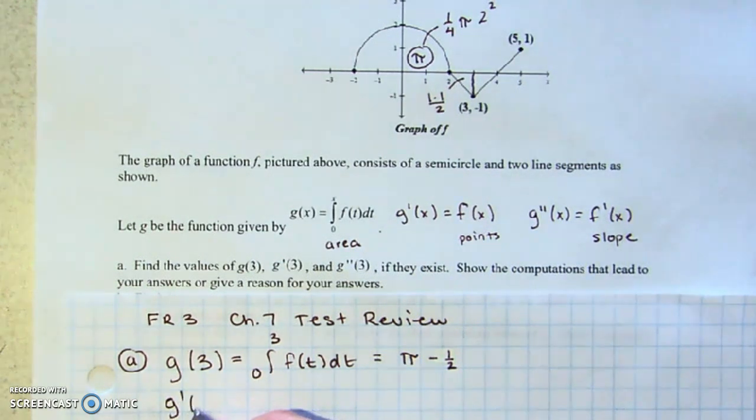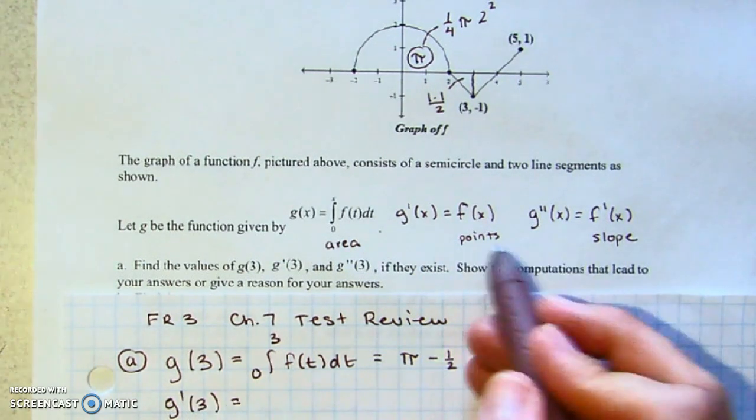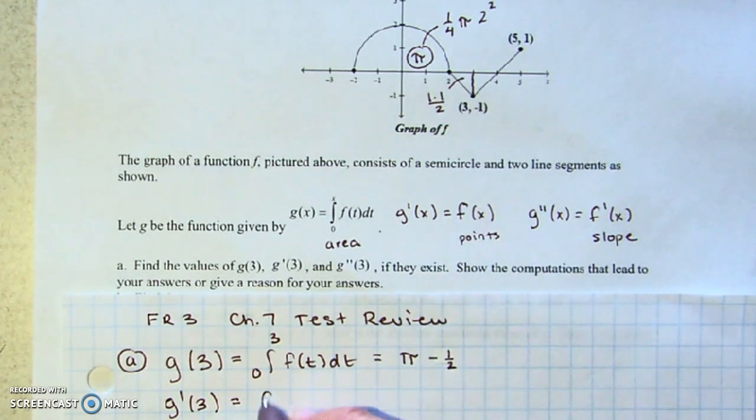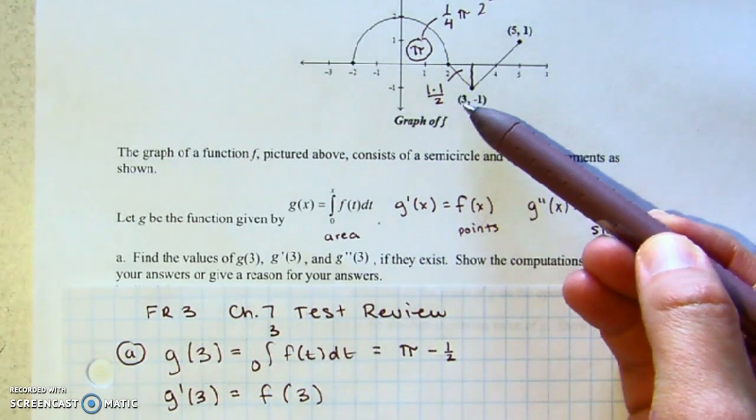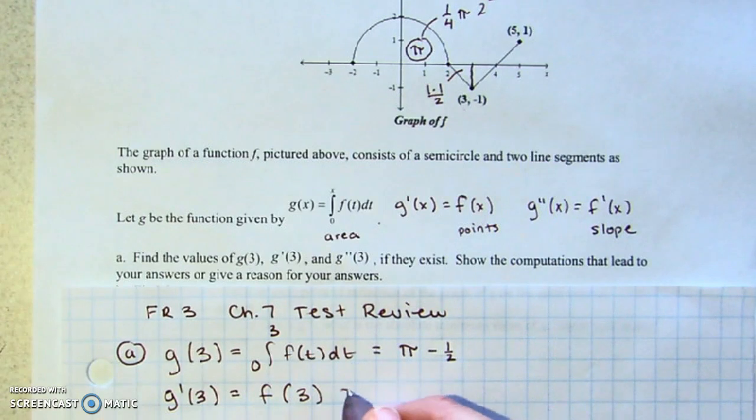Next is g prime of 3, which you could not find unless you found this. So g prime of 3 now we know is f of 3. f of 3 is just the coordinate point at 3. So the coordinate point at 3, f of 3 equals -1.